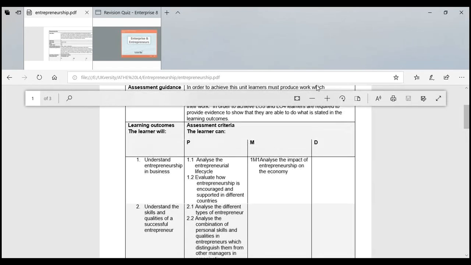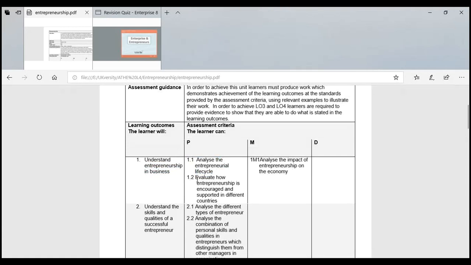We have different assessment criteria under each learning outcome. Today we'll go through 2 assessment criteria under LO1. Analyze the entrepreneurial life cycle, so we'll discuss what is meant by that. Then we'll evaluate how entrepreneurship is encouraged and supported in different countries: how governments and helping organizations take ideas on board and put them into action. All this will be the focus of our discussion.